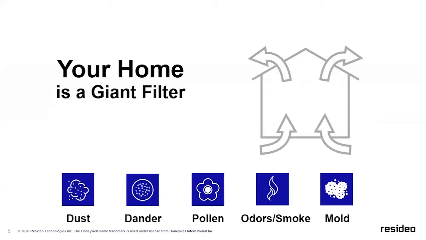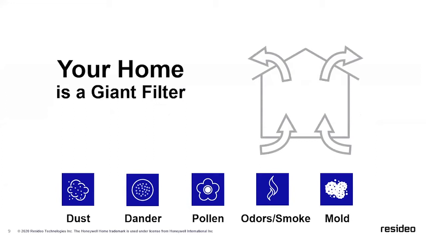So instead of guessing, homeowners need to understand which IAQ factors are actually present in their home, where they come from, and what can be done to resolve the issues. Okay, so a lot of these key IAQ culprits in the home are essentially what you see on the screen: dust, dander, pollen, odors and smoke, and possibly even mold.